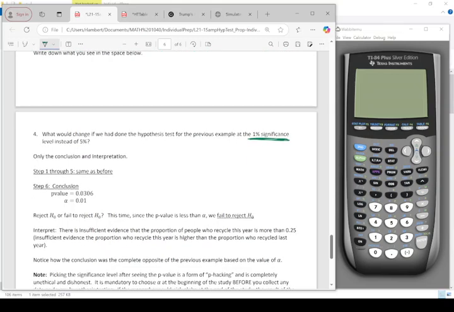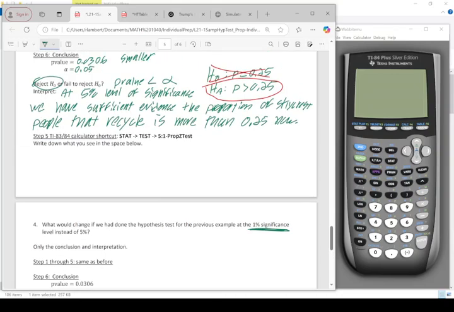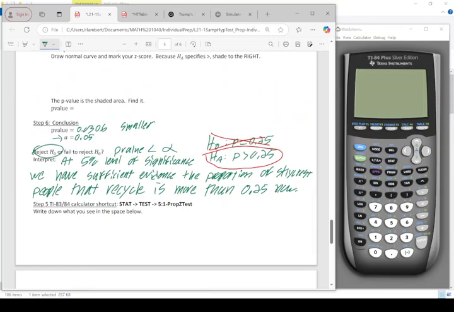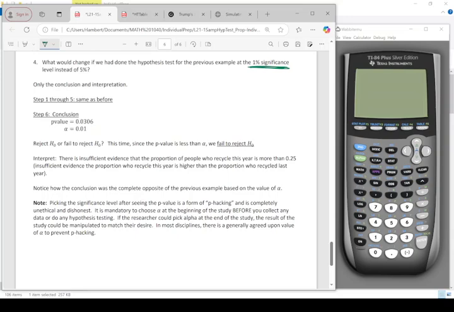What would change about this problem? None of the math changes, only the last step is what changes. The only thing that's changing is alpha, and the only time alpha matters is here in this step 6. So in step 6, when we get to the end and we're trying to make a conclusion in real world interpretation, we set up the p-value and the alpha, and now the p-value is greater than alpha, so we fail to reject. Right there.